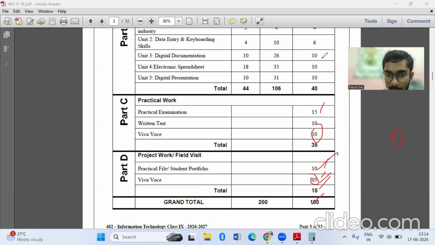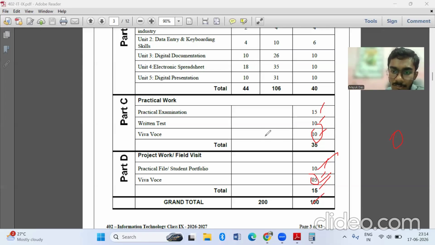15 plus 15 plus 50 is 65 marks. 65 plus practical examination will consist of 15 marks. Written test will be there along with practical examination, 25 marks, and Viva will be there in practical examination also, so it is 10 marks. So basically 35, 35 plus 15 is 50. 50 plus the other 50 of part A and B consist of 50 marks, so total 100 marks.